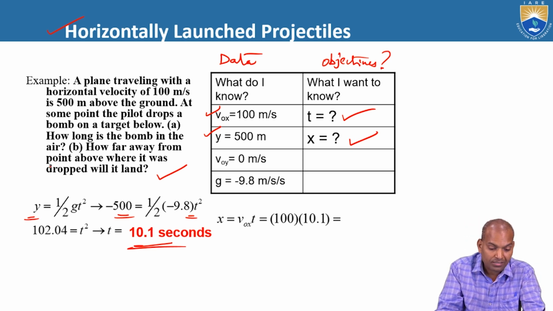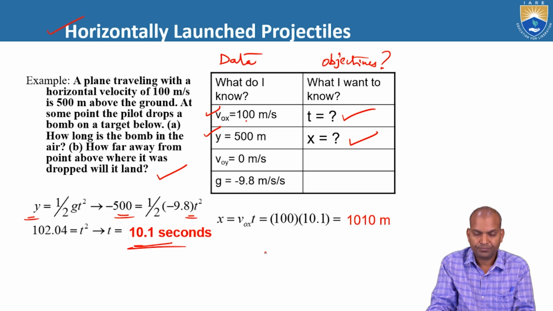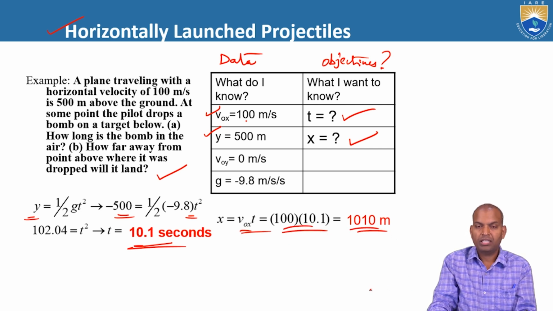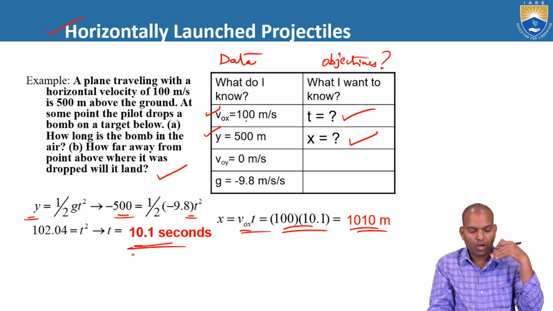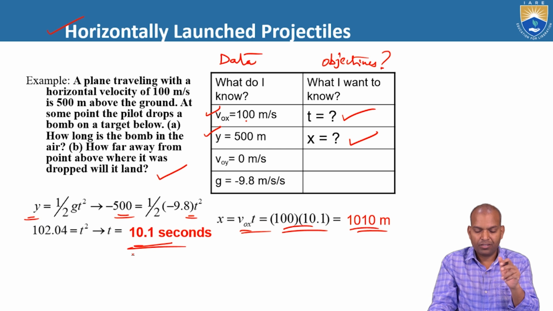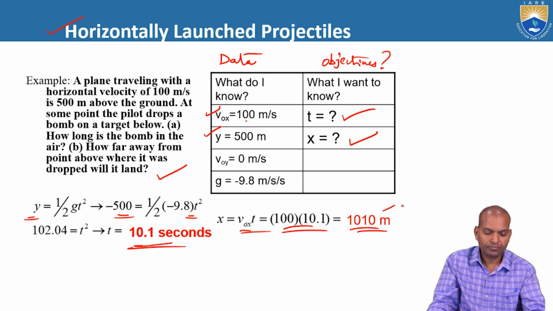Now how far away from the point above where it was dropped will it land? That is x equals v naught x times t. What is v naught x? 100 times t, 10.1 seconds. Substitute here, and that is 1010 meters. So the bomb will be in the air for 10.1 seconds, and how far away from the point where it was dropped it falls is 1010 meters.